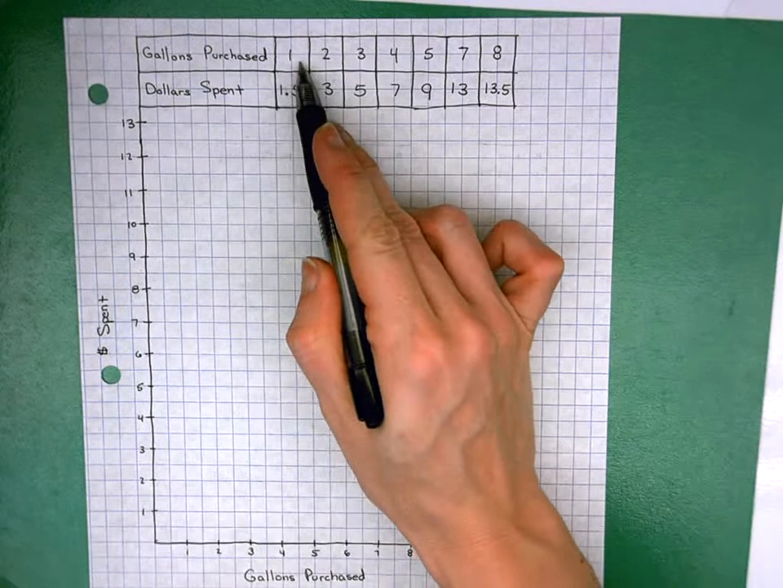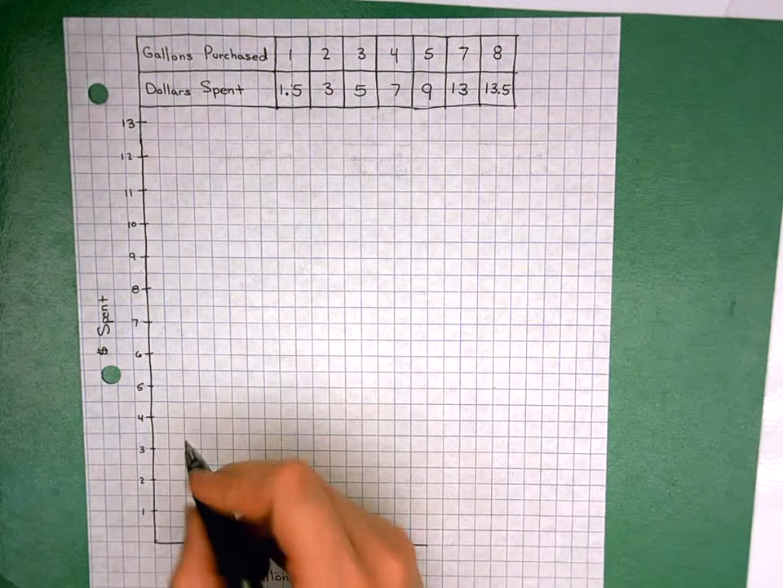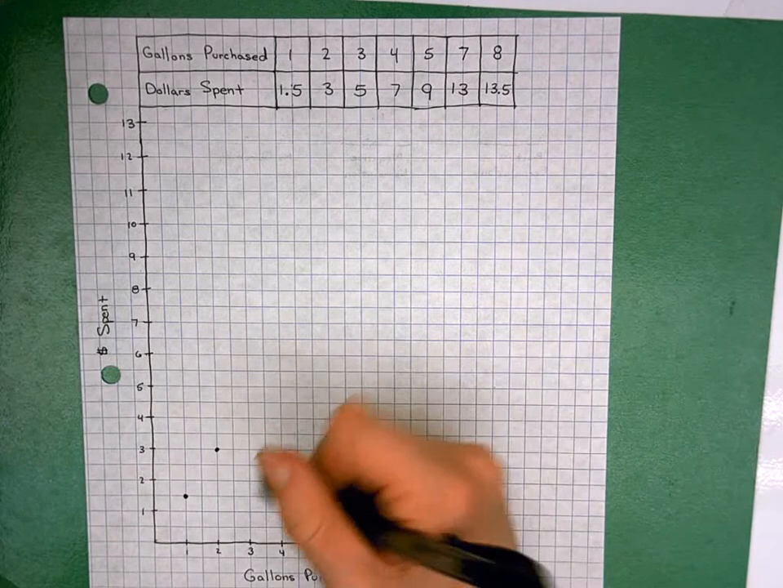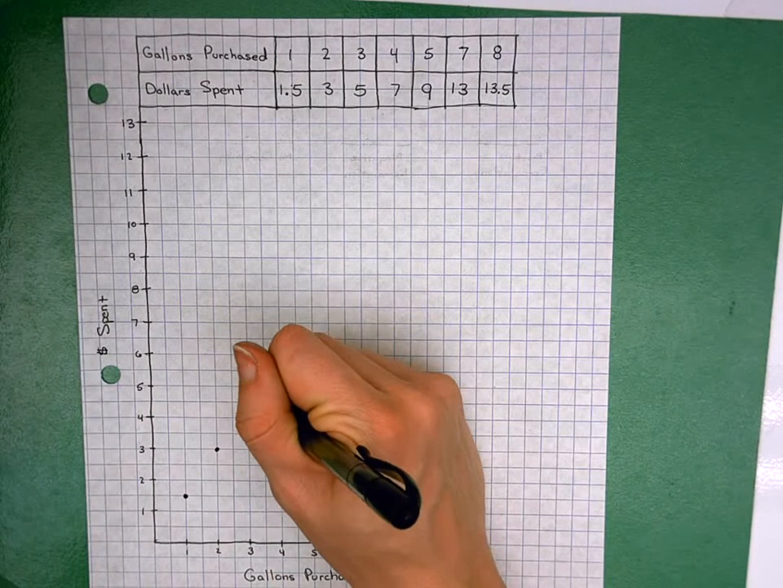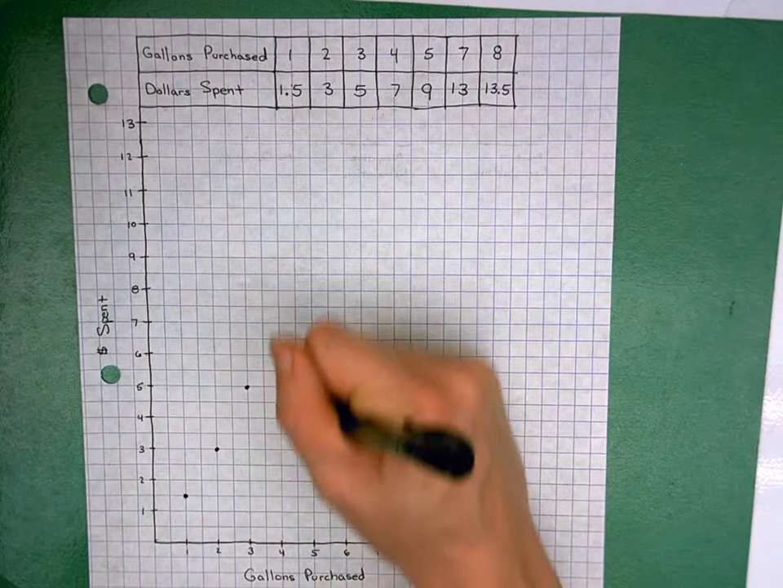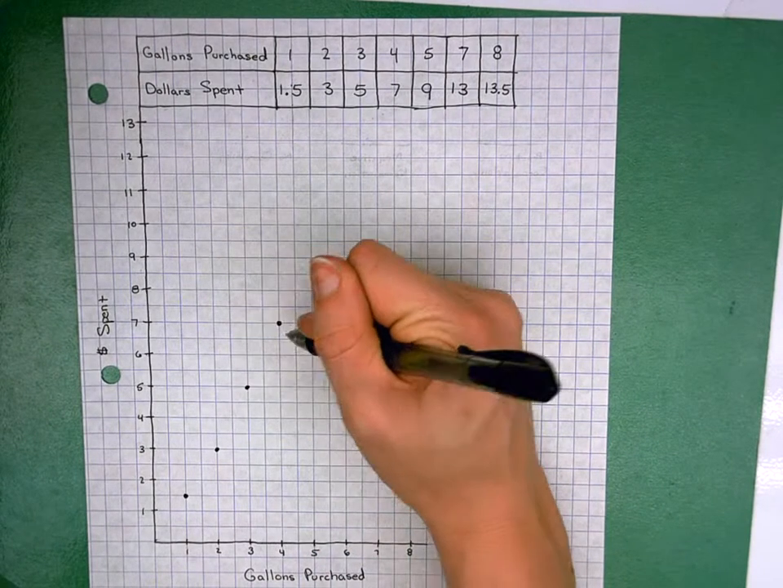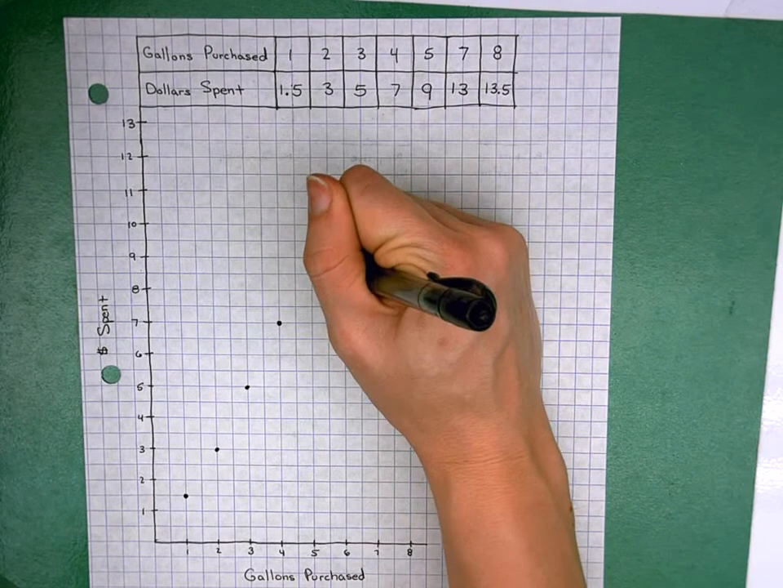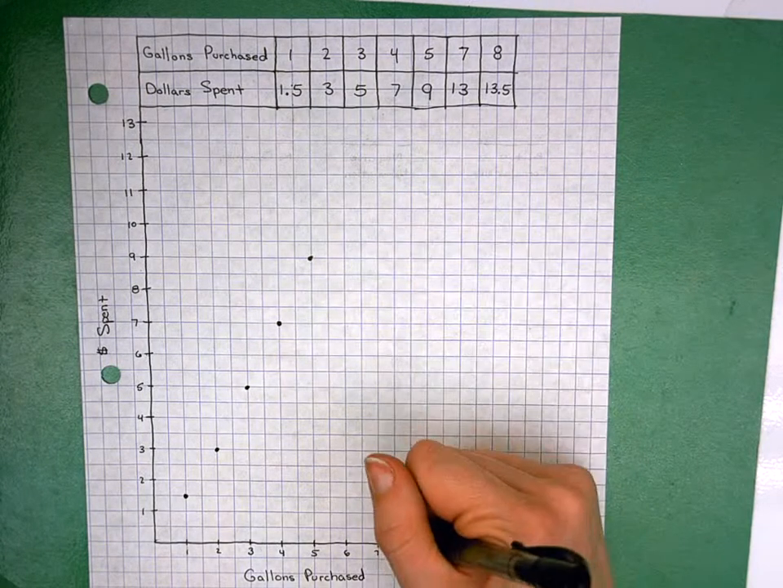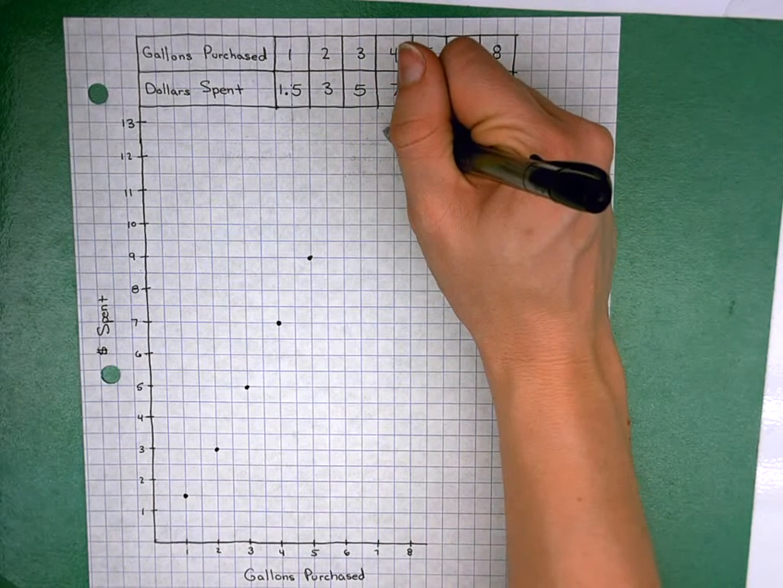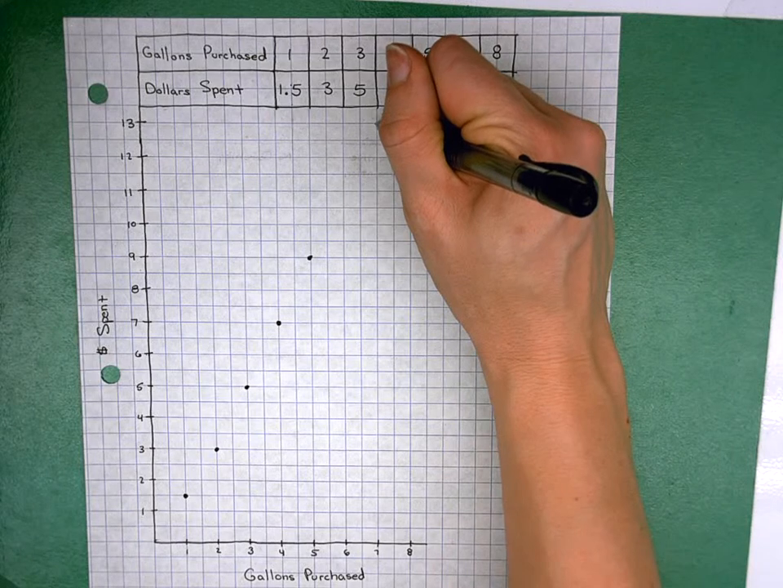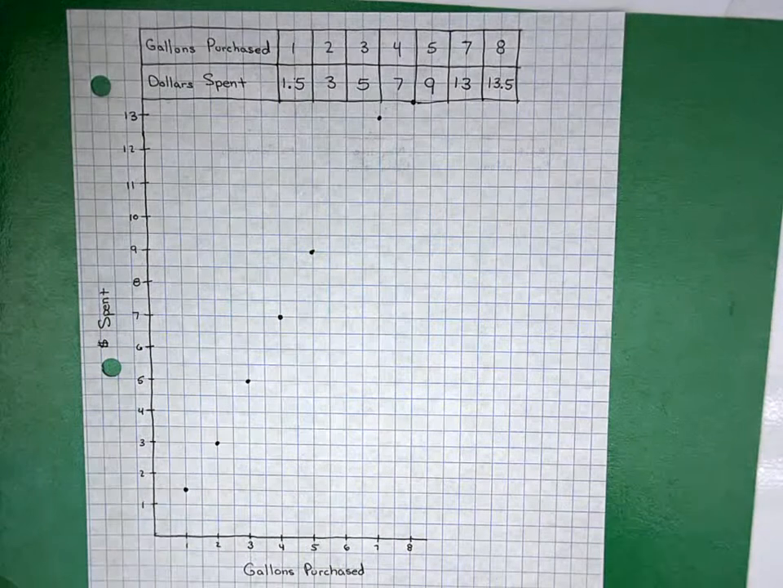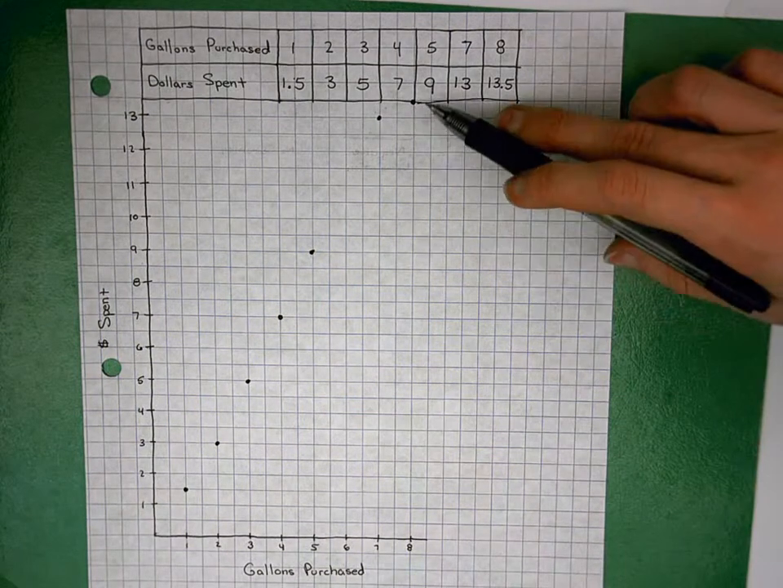So my first point is $1.50, so I'm going to go right to 1 up to $1.50. And then we have 2, $3, 3, $5, and so forth. Through 8 gallons, $13.50.